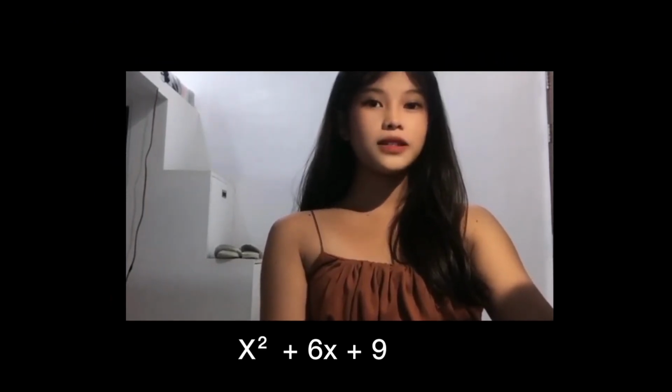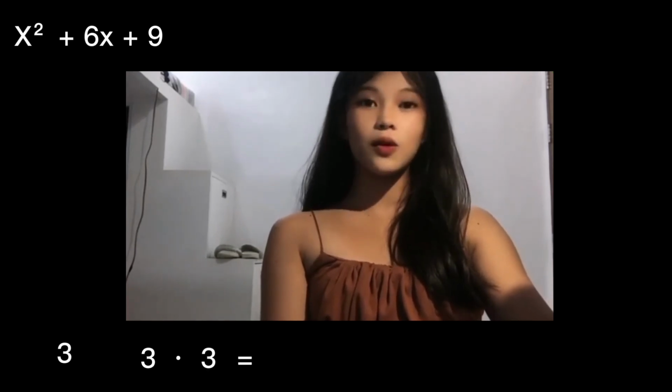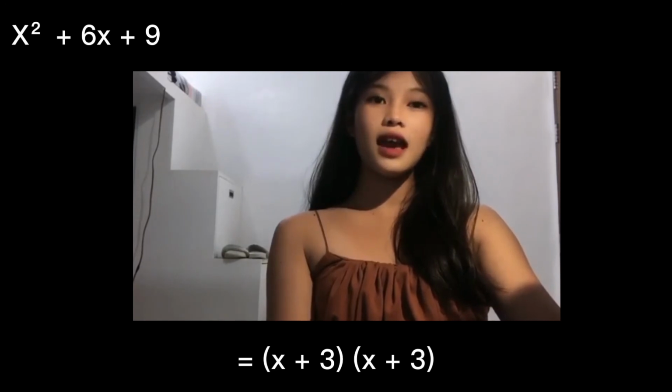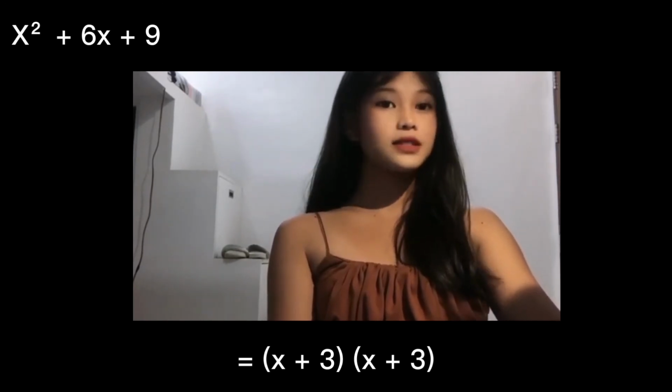So for example, we have the expression x squared plus 6x plus 9. How can we factor this particular expression? First, let's focus on the number 9. What two numbers multiply to 9 but add to the middle coefficient 6? So let's try 3. 3 times 3 is equal to 9. 3 plus 3 is also equal to 6. So the answer here is 3. To factor this expression, it's going to be x plus 3 times x plus 3.